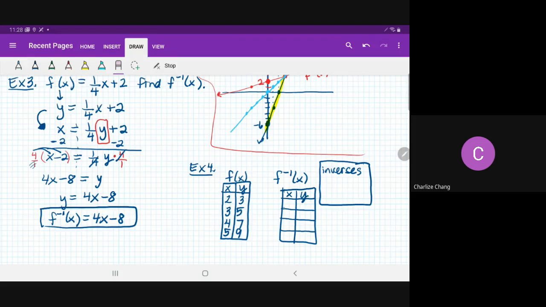Yes, switch x and y. So in a table, it's super awesome. You just take the x and the y, 2, 3, you just change it to 3, 2. You change the 3, 5 to 5, 3. You change the 4, 7 to 7, 4. And you change the 5, 9 to 9, 5. That's it. That's the answer. So the main thing on inverses is you switch x and y. So if it's in a table, you just switch the coordinates. And that's it. It's pretty nice.